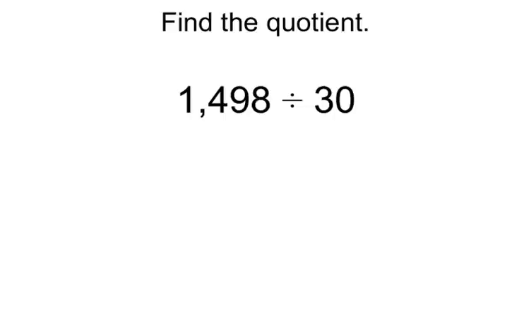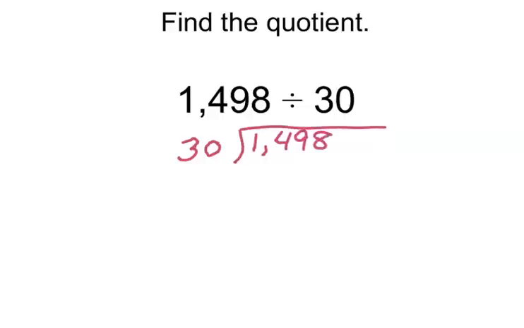All right, here we are, quarter 2, week 7, day 4. We are finding the quotient. Okay, so we're going to divide 30 into 1,498. All right, so let's go ahead and do that.